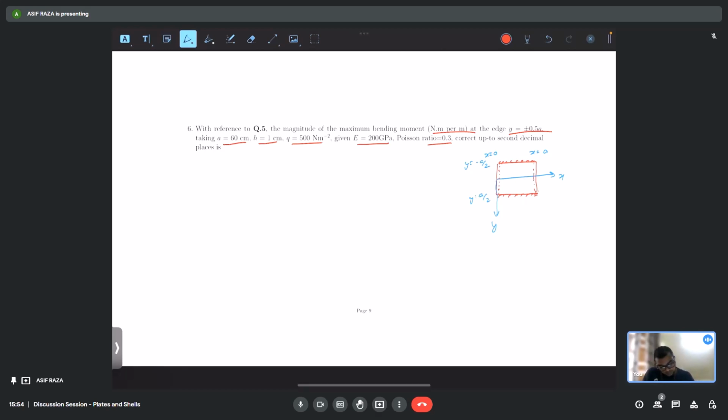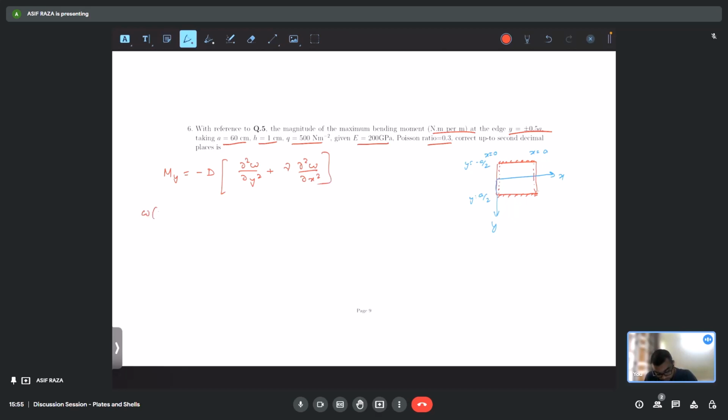So we know the maximum bending moment, if we see along the x-axis, at the edges it will be 0 with the boundary condition. So we'll take the bending moment along y, and that is equal to M_y equals minus D (del square w by del y square plus mu del square w by del x square). Okay.